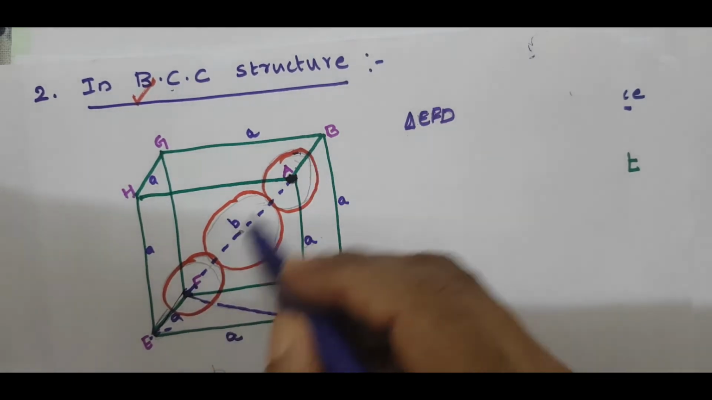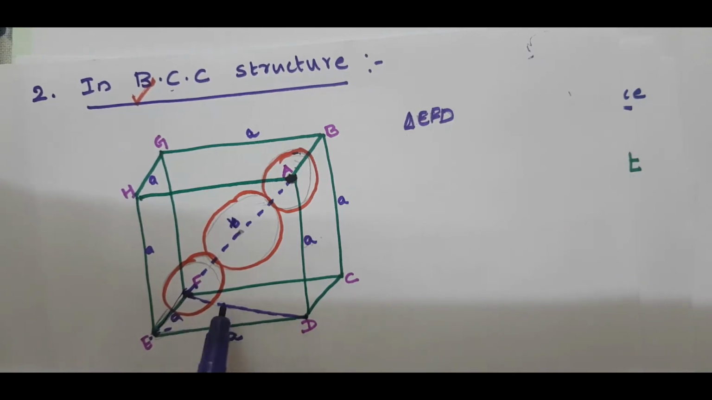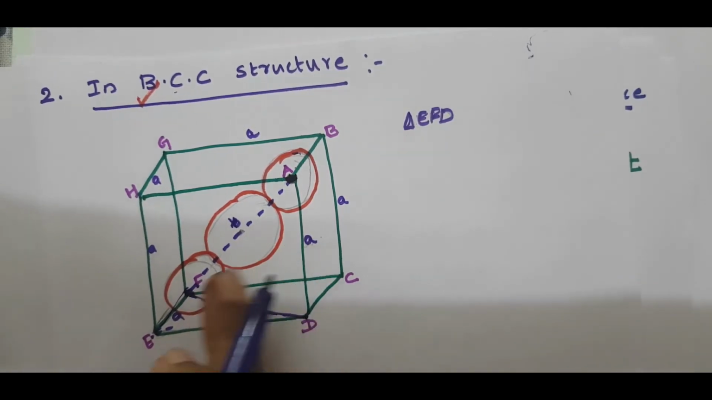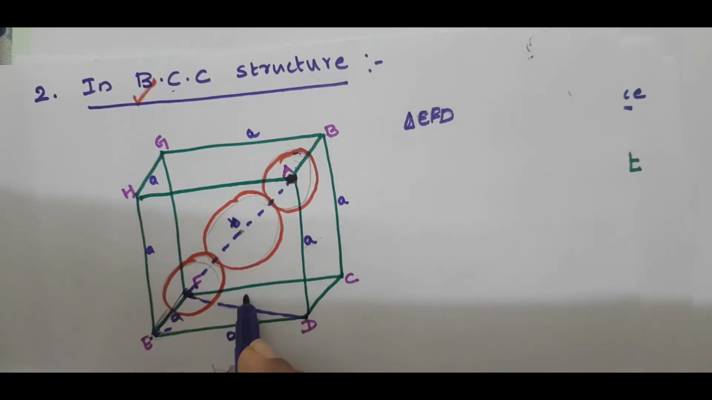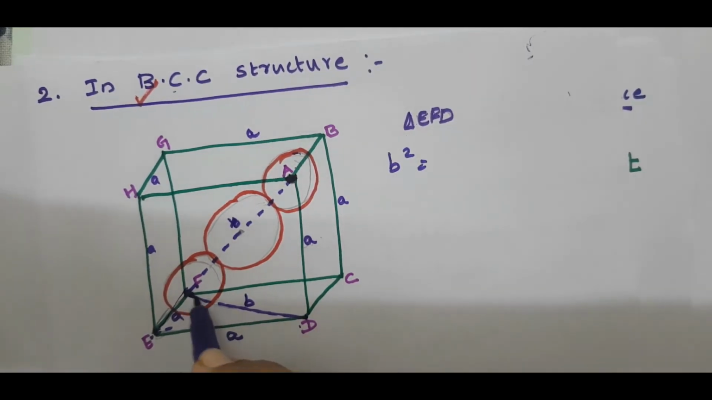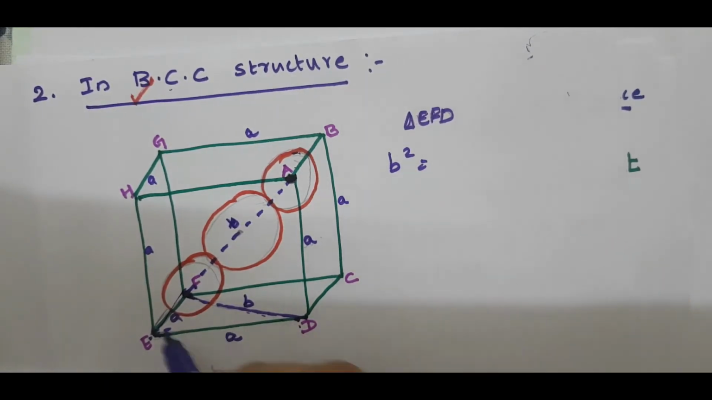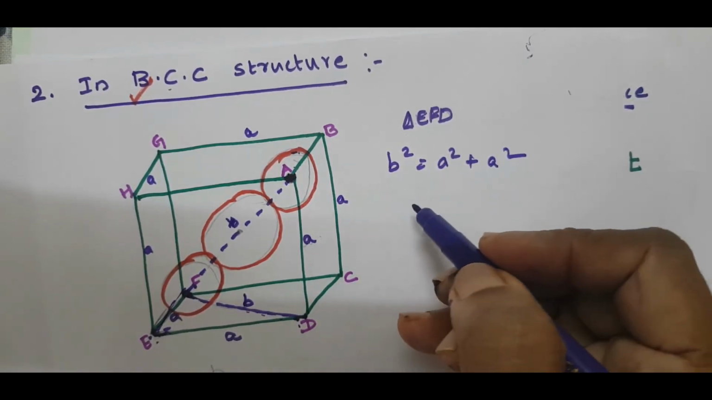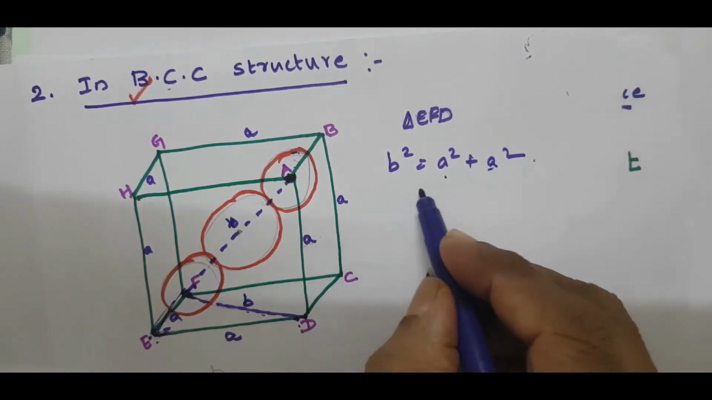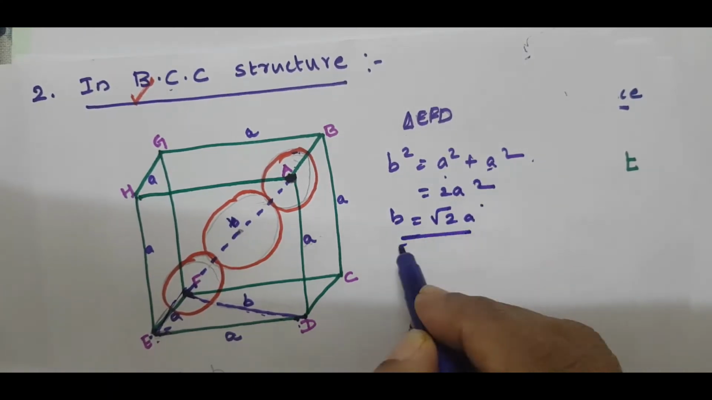Sorry, this can't be the face diagonal. This is not the face diagonal. This is the face, no? 1, 2, 3, 4. This is the body diagonal, so this will be B. So in EFD, B square is equal to EF square plus ED square, that is A square plus A square. So B square is equal to 2A square, or B is equal to root 2 A.